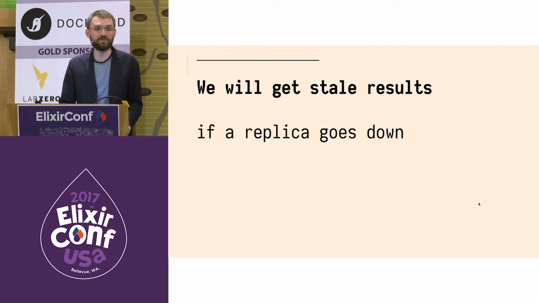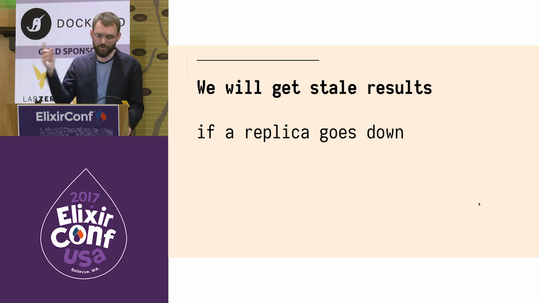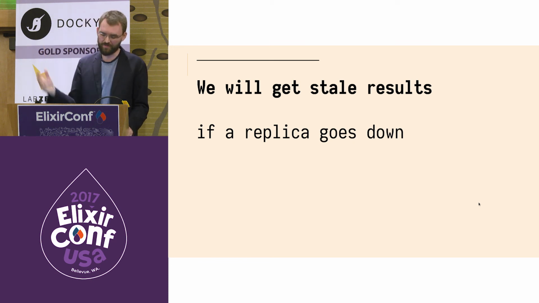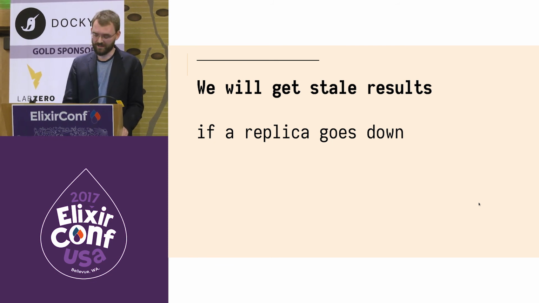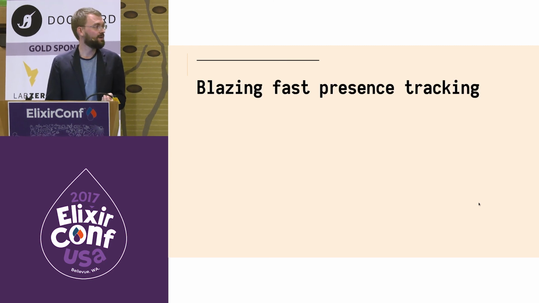We will get stale results because that tracker list thing removes information from replicas that are down or that we have temporarily identified as down. But we don't care. If this is during a deployment, this will roll over very quickly. The upside is we have tracker dirty list, and we have blazing fast presence tracking.